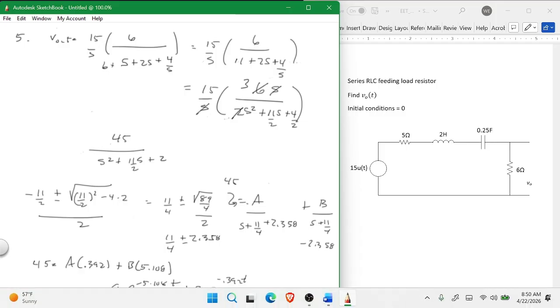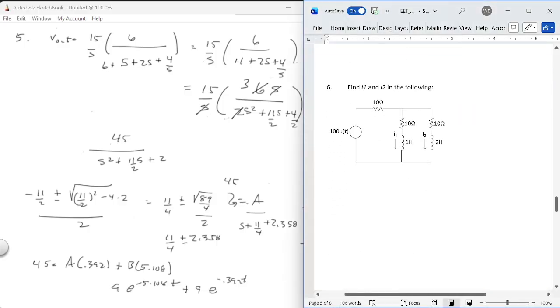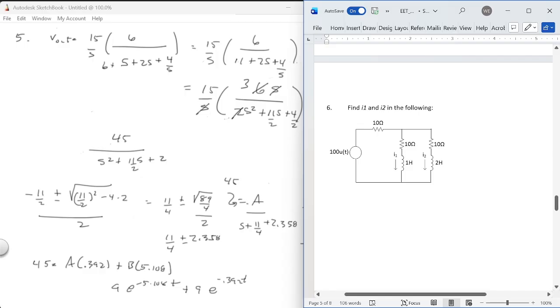Number 6. This one is really the weirdest one. And the way to solve this one is this.